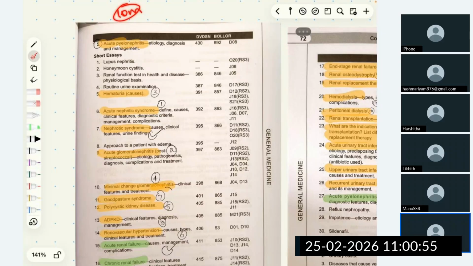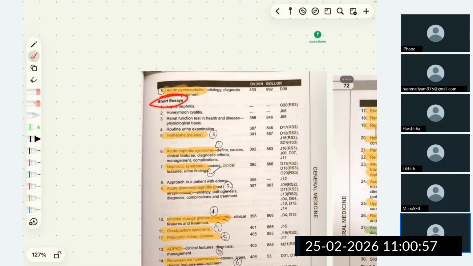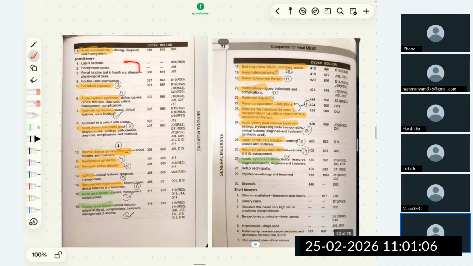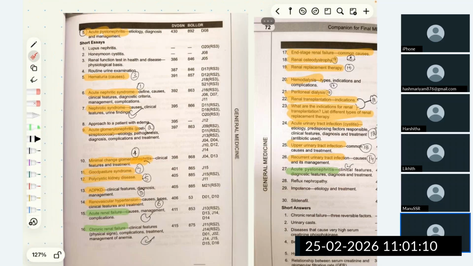Short essays. We are focusing on most commonly asked questions. These one-time asked questions I am skipping. I'll be sharing this PDF with you all. You can study this afterwards. The things which I have marked with highlighter will be discussed now.